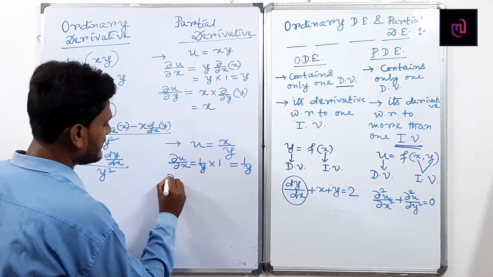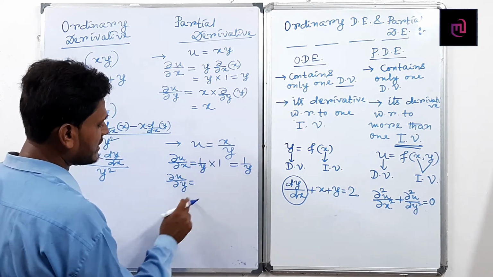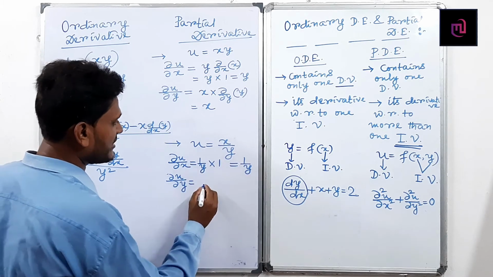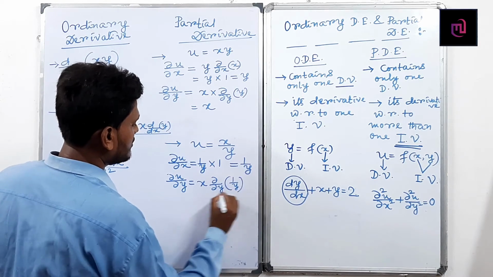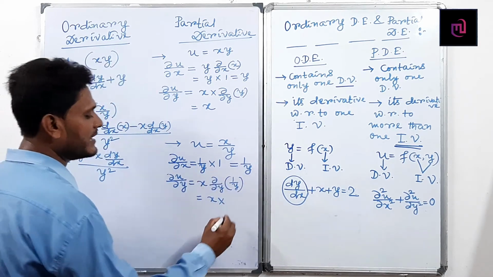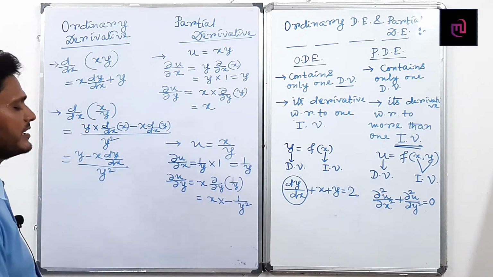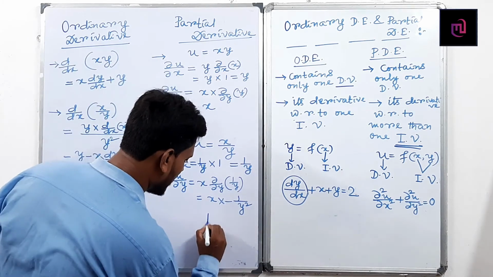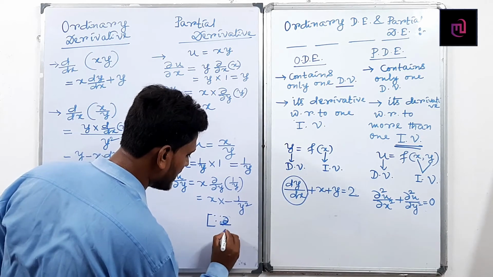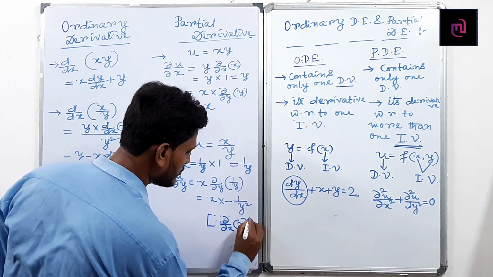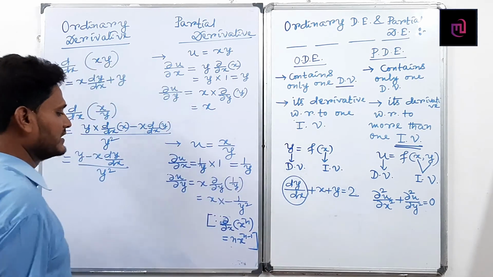Again, taking the partial derivative with respect to y, here x is constant. Whenever you have to take the partial derivative with respect to y, x is constant. So x into del y of 1 by y becomes minus 1 by y square. All of you know d/dx of 1 by x becomes minus 1 by x square. So using this formula, del x of x to the power n becomes n into x to the power n minus 1. I have used this formula.